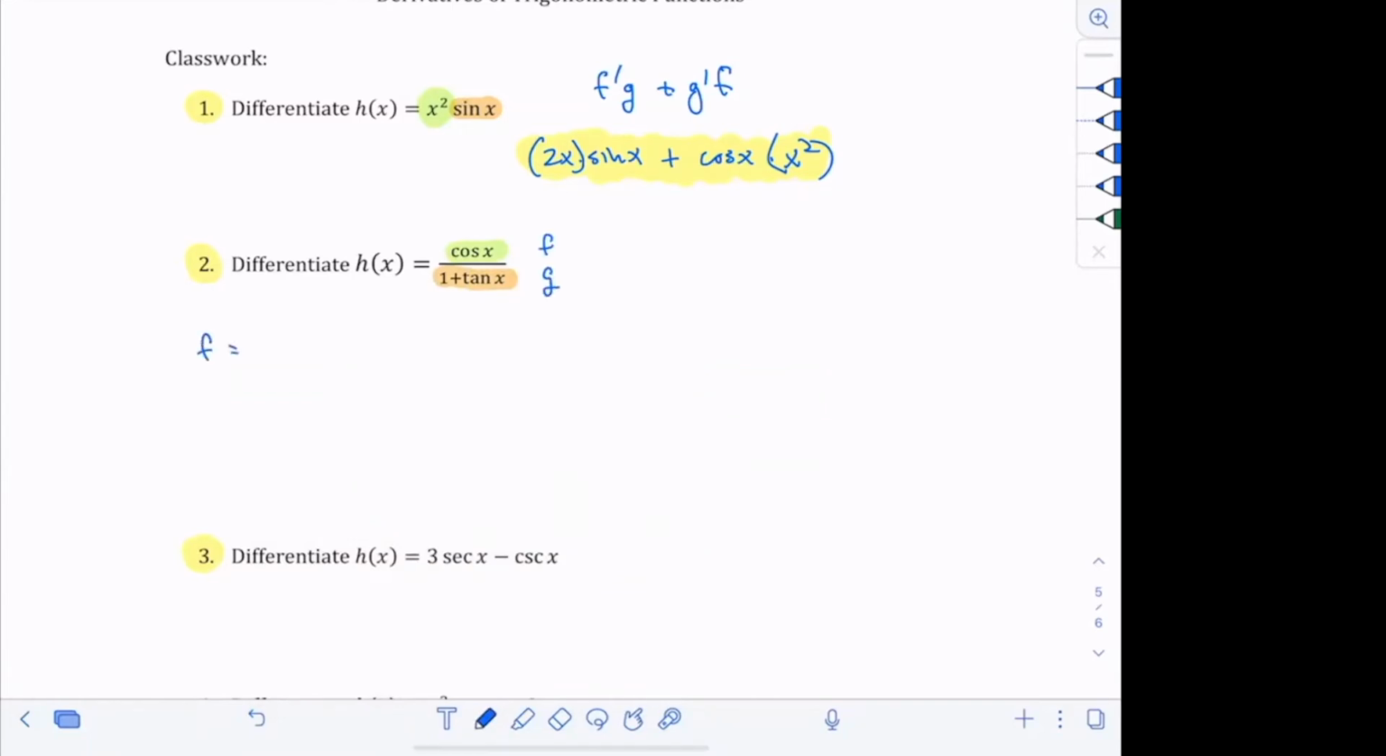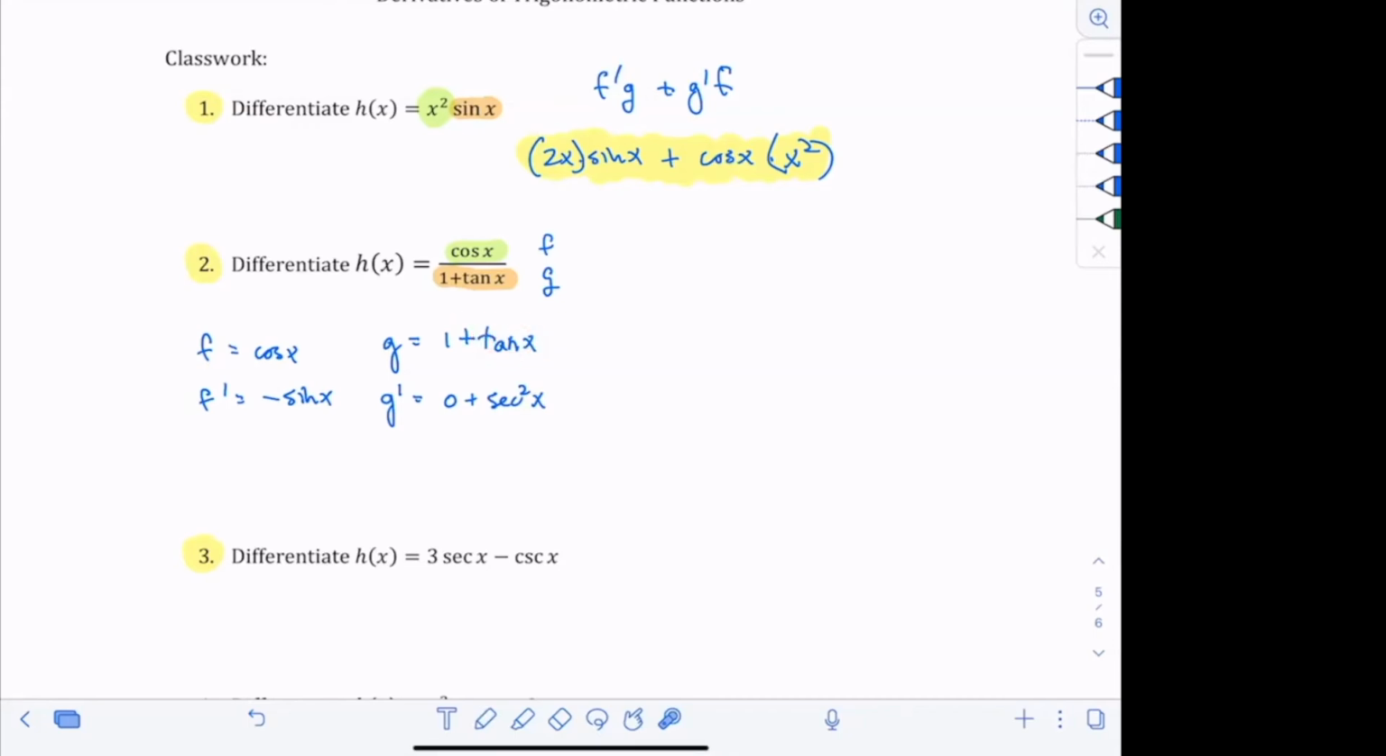We've got f is equal to cosine of x. F prime is equal to negative sine x, because remember, it's a co thing, so it's negative, and sine and cosine are cousins. The g part, g is going to be equal to 1 plus tan x. This is a sum rule. So this tells us that g prime is going to be 0 plus secant squared x. Remember, tangent is one of those where the shape is something squared.